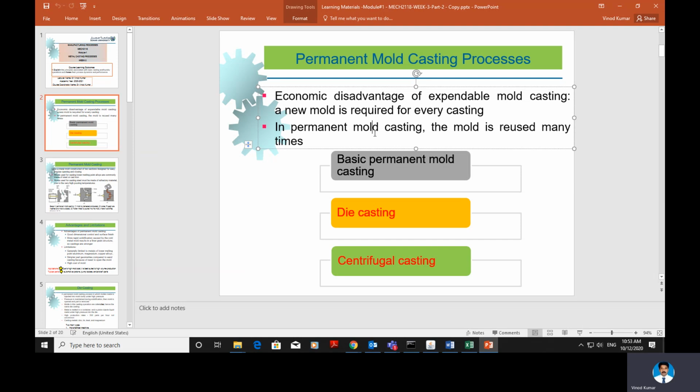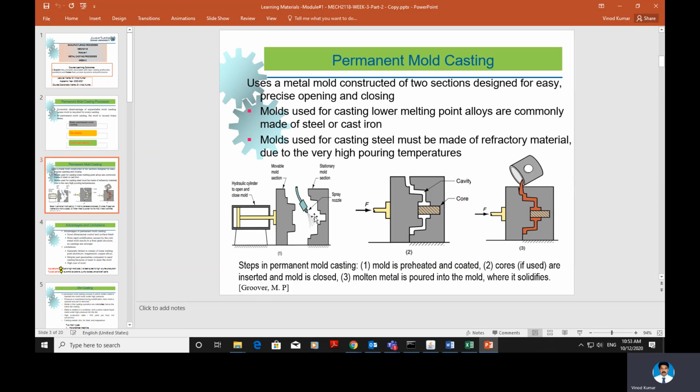In permanent mold casting, the mold is reused many times, so in mass production industries, where several products must be produced, we go for permanent mold casting. Today we are going to discuss basic permanent mold casting, die casting, and centrifugal casting. In permanent mold casting, we use a metal mold constructed of two sections. One is a stationary or fixed section, and the other section is movable.